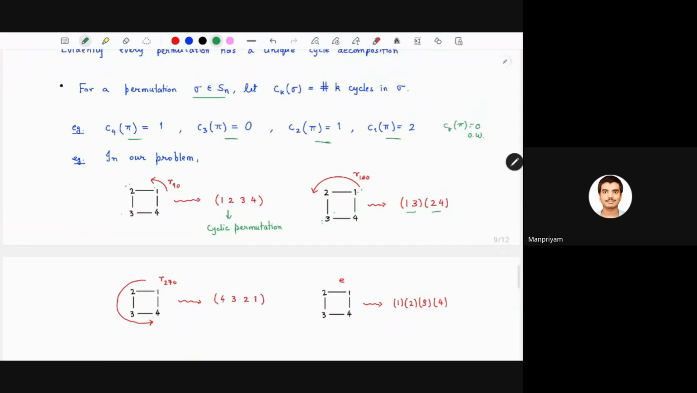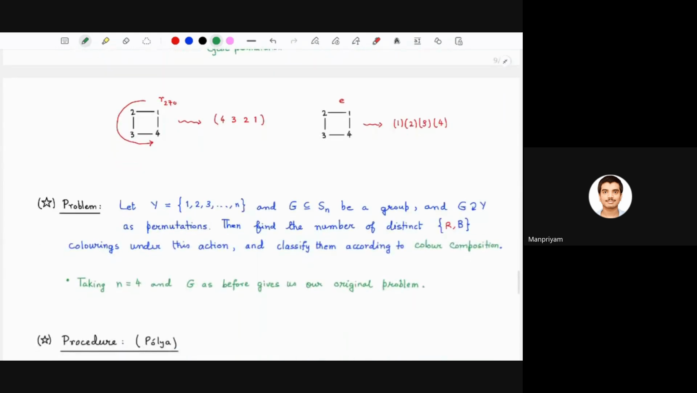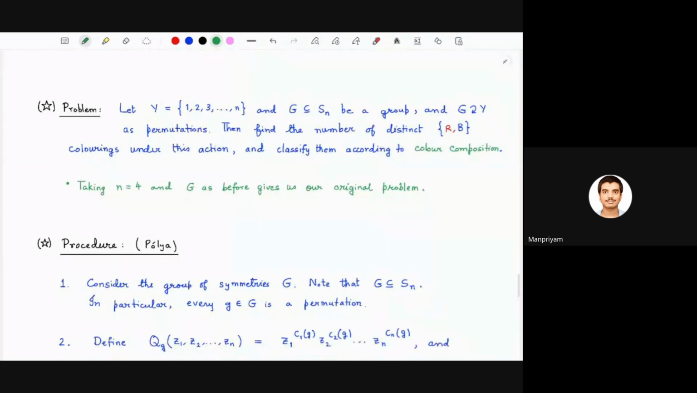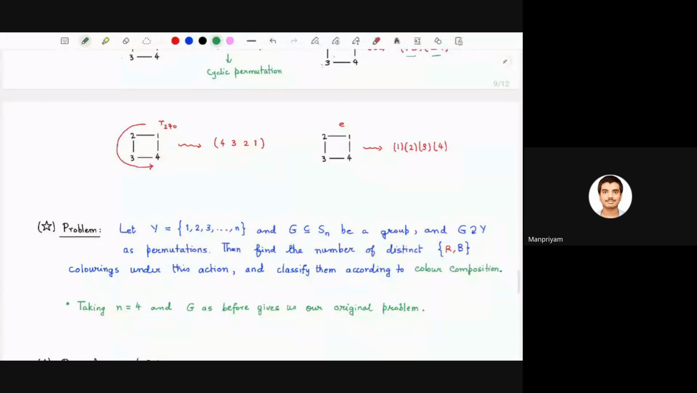Okay. So I hope this particular cycle decomposition thing is clear. How to do cycle decompositions of permutations. And now let's do one thing. Let's generalize the problem that we had before. Okay. We will say this new problem.